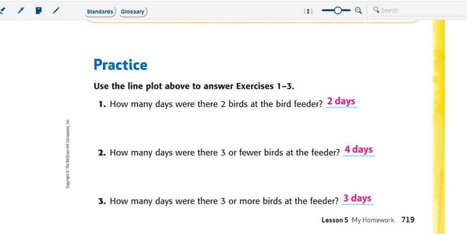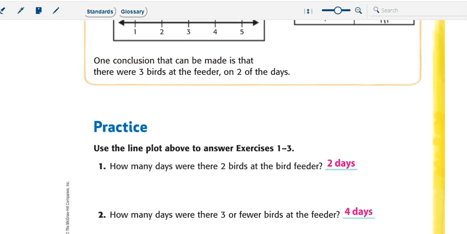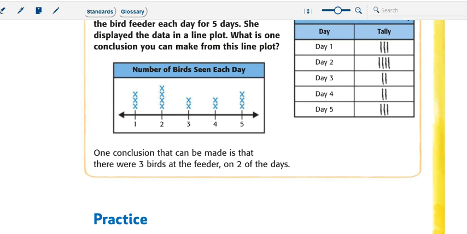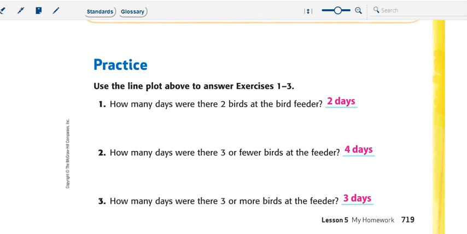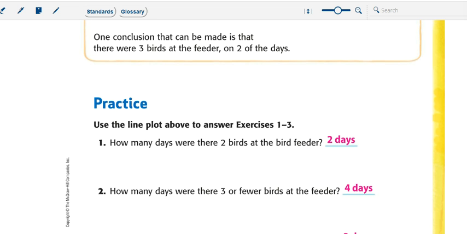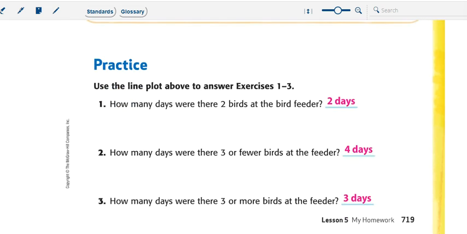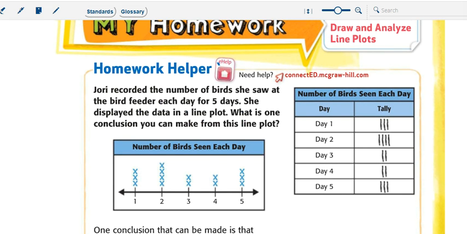Number 2, how many days were there 3 or fewer birds at the feeder? That means 4 days. Okay, you count the number of days. Number 3, how many days were there 3 or more birds at the feeder? 3 days. You're going to answer these questions by looking at the line plot.